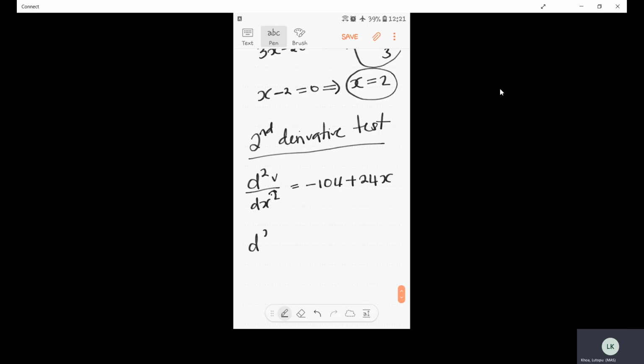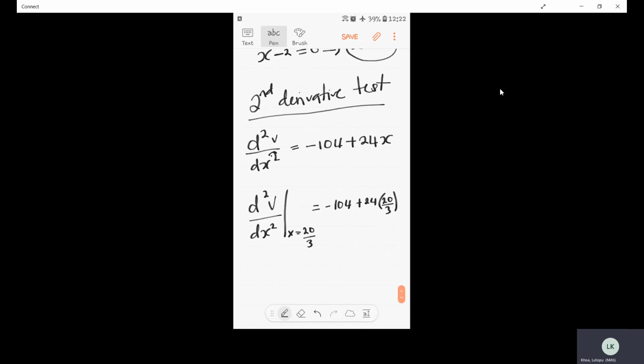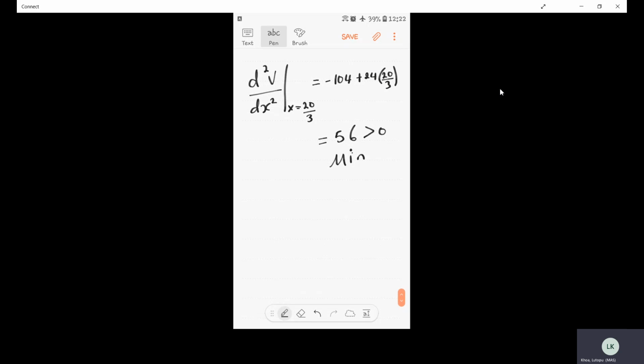If it gives you a negative, then you have a maximum. So you substitute both the critical points into the function. So here we have x is equal to 20 over 3. When I substitute that, what I get is negative 104 plus 24 times 20 over 3, and this is actually equal to 56. Now 56 is positive, so this will give me the minimum volume, but that's not what I'm looking for. I'm interested in working out the maximum volume. So the other one should give me the maximum volume.